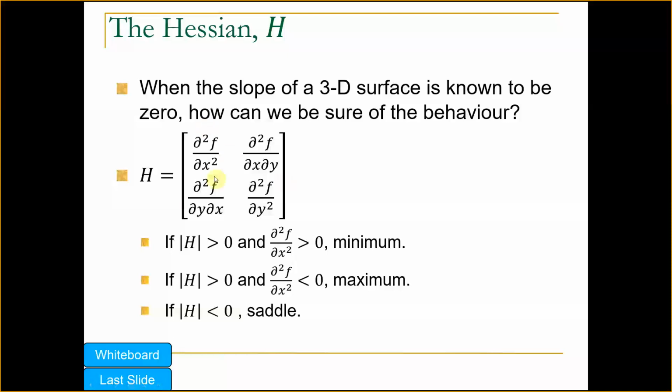Let us use this as a test. And finally, if the determinant of the Hessian is negative, then it's a saddle. Everybody remember what a saddle is, right? Okay.